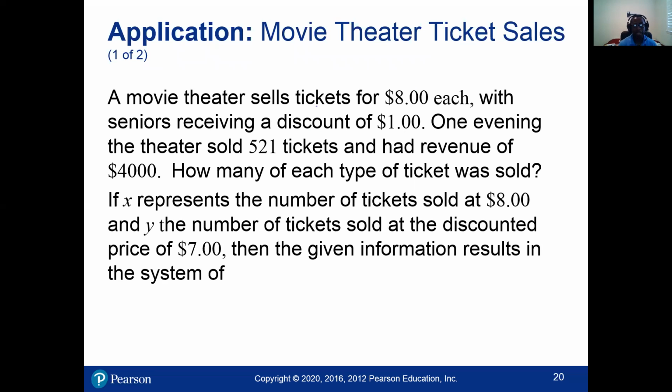All right, so first we let x represent the number of tickets sold at $8. And then we let y equal the tickets sold at the discount price, which is $7, because they pay less than that. Then the given information results in a system. So first, we'll look at the cost.